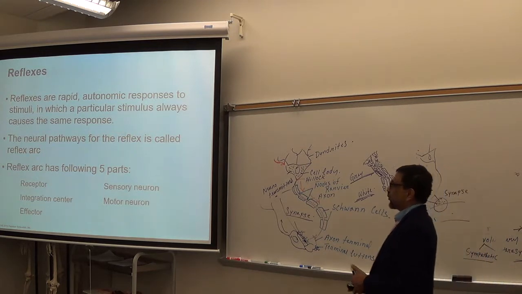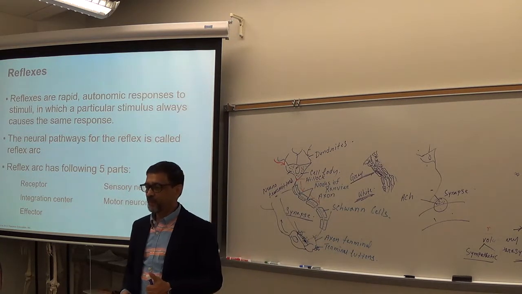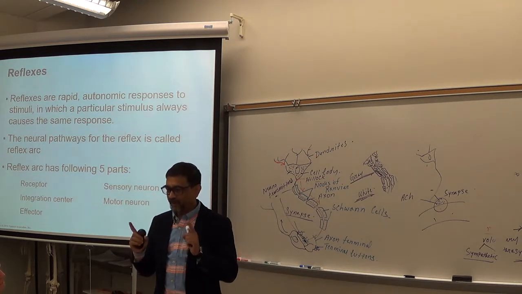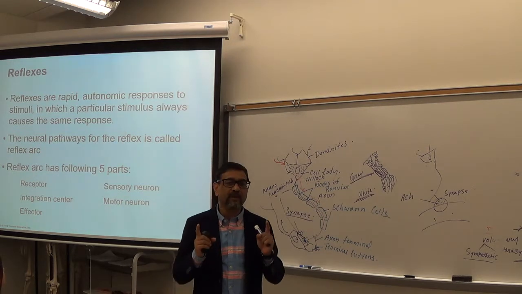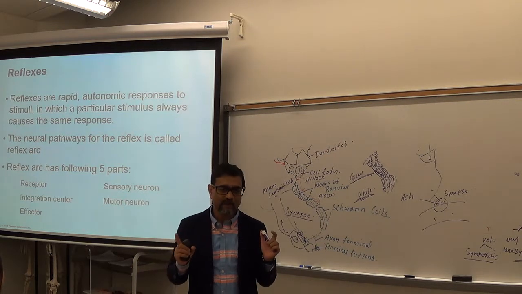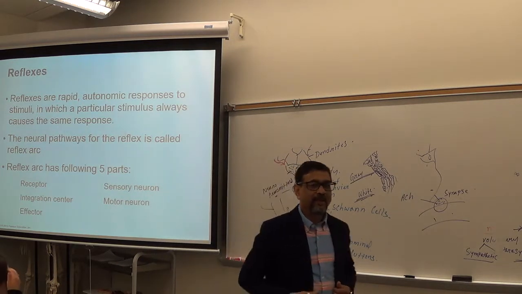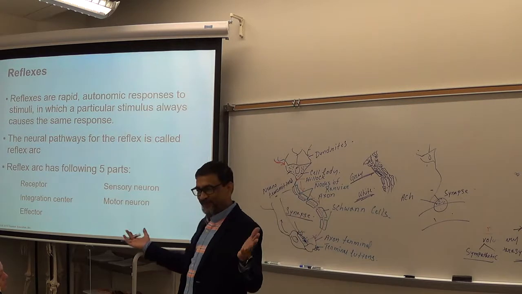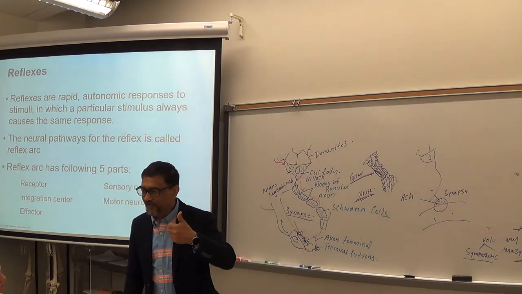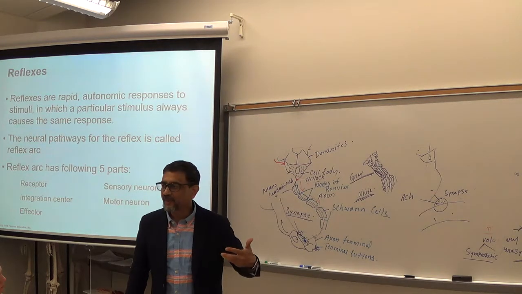Reflexes. So reflexes are autonomic or involuntary responses to a stimulus. I'm repeating again. Reflex is an autonomic or involuntary response to a stimulus. Now, if you see something scary, I'm giving the same example. If you see something scary, what happens? Your heart rate goes up, right? So, you don't do it. It is autonomic, right? So, that is a reflex.